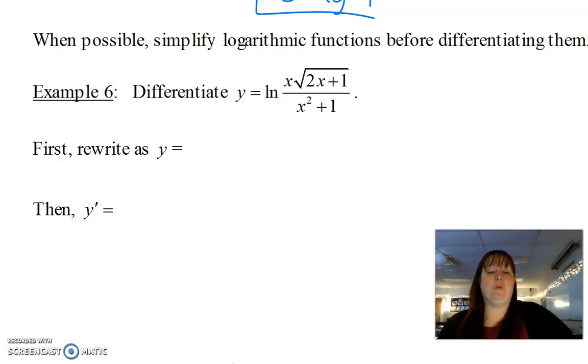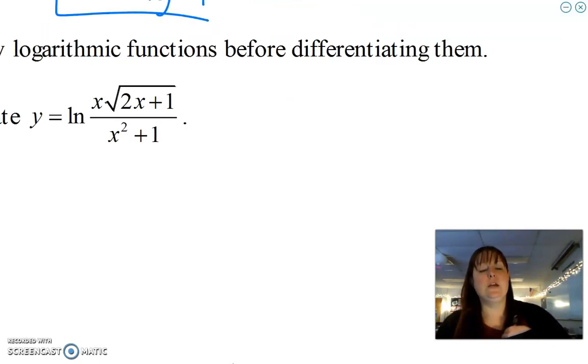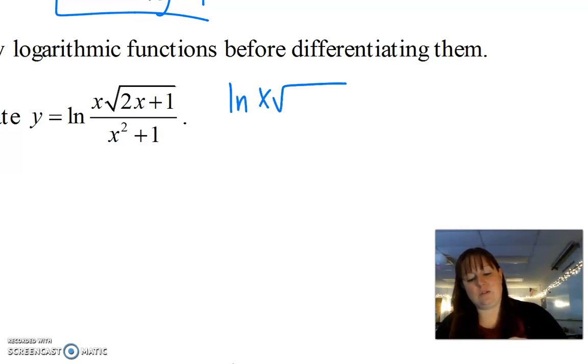But remember, with logs, we have these properties of logs that we can use to simplify this so that we don't have to use all of those special rules. We don't have to do product rule and all that. So, I'll simplify first. So the first thing I see is two functions multiplied together. Let's start with the two functions divided by each other, right? So I have ln of x times 2x plus 1, and that's divided by ln of x squared plus 1.